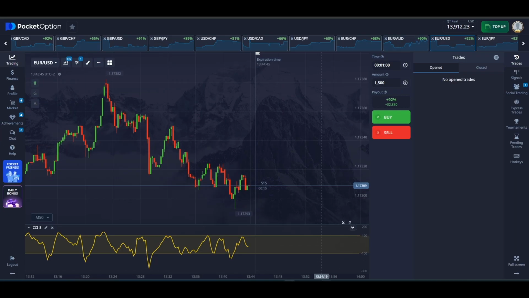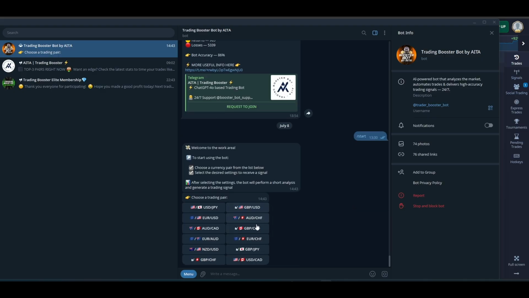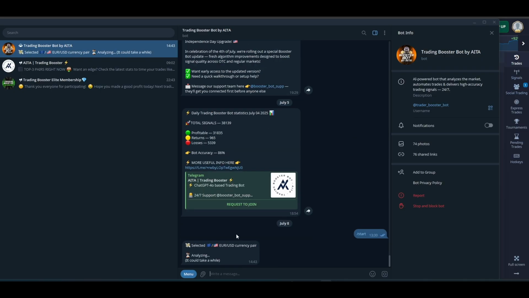Now I'm choosing the Euro to dollar currency pair. I go to the booster bot, select the currency pair, and set the trade time to 1 minute.